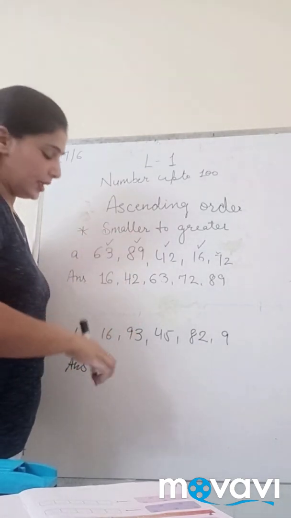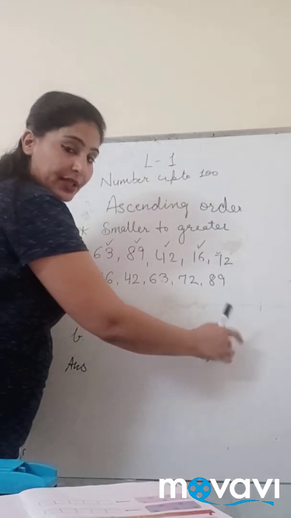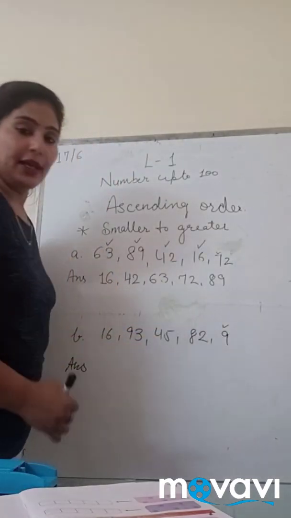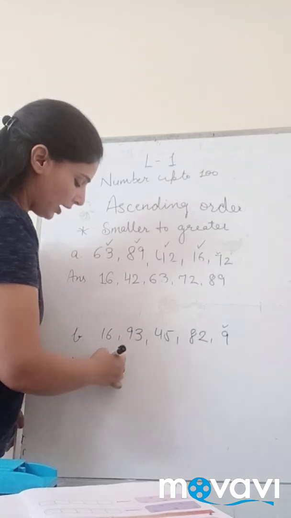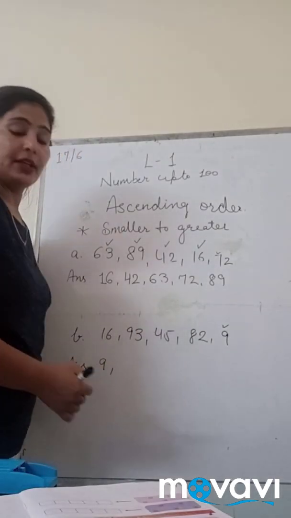Then I will find out if there is any single digit number. Yes, it is 9. Here there is 9, which is a single digit number. So I will write 9 here. Then I will put a comma in the next block.